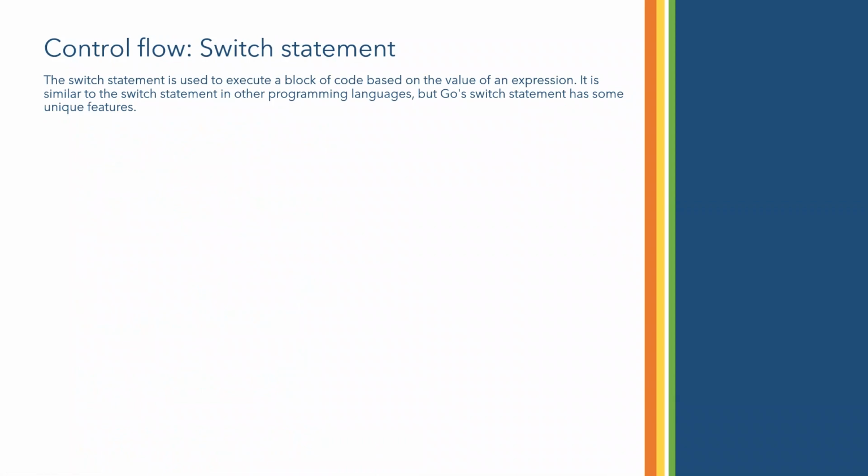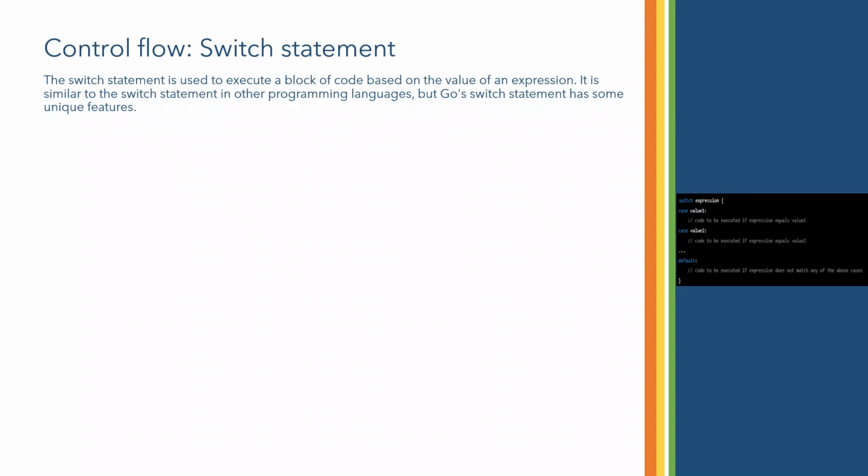What is the switch statement? The switch statement is used to execute a block of code based on the value of an expression. It is similar to the switch statement in other programming languages, but Golang's switch statement has some unique features. We'll discuss those one by one. The general switch statement looks like this: switch expression and case one. If case one is satisfied, then execute some code, then case two, and so on. And we also have a default condition.